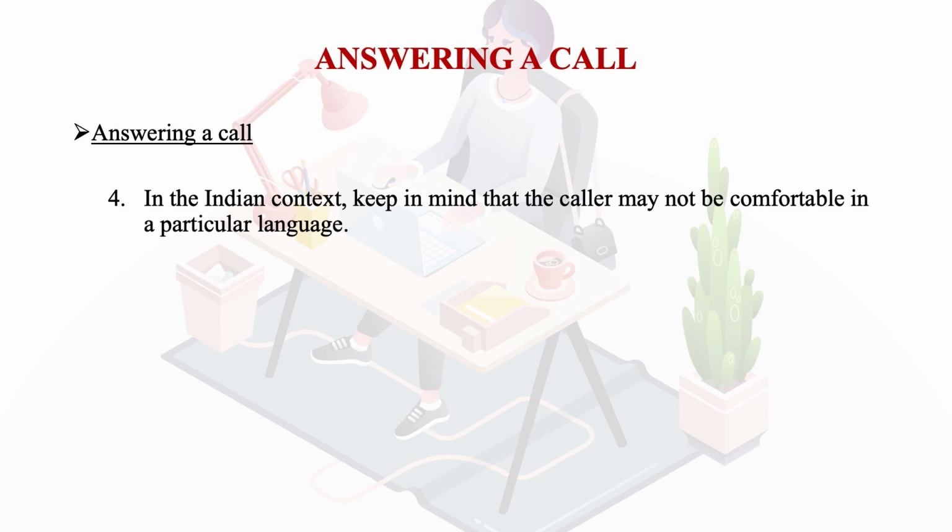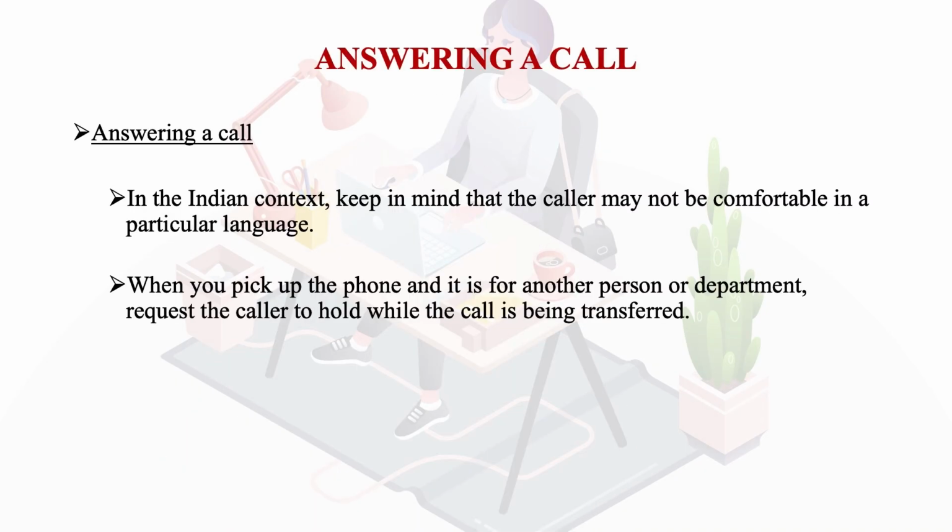Fourth is, whenever we are talking about the Indian context, we have to keep in mind that the caller may not be very comfortable in a particular language. So we should try maximum to talk in his mother tongue. If we know the mother tongue, we should try and adopt it and talk in the mother tongue, so that we can have a very congenial and friendly atmosphere. And whatever we want to convey or whatever information we want to know, it will be very easy for us to get that.